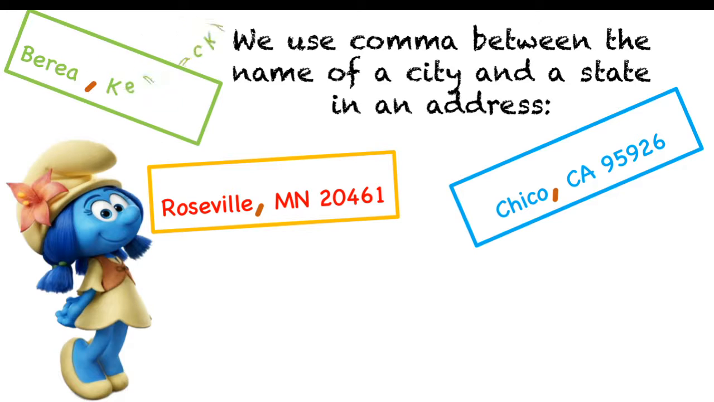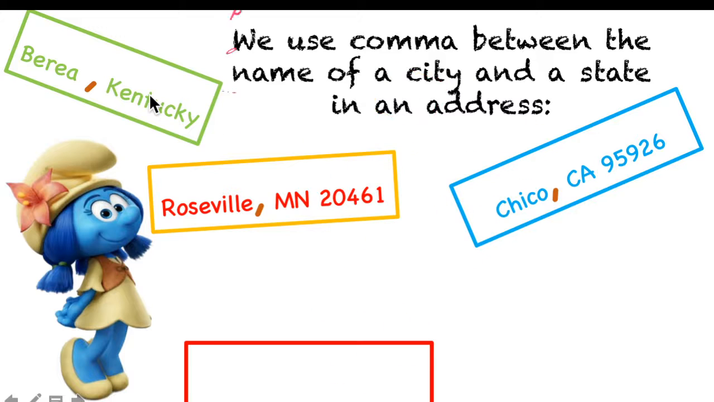Sometimes the address will come like this, where you will have only the name of the city and the name of the state. Berea, Kentucky. Berea is a city and Kentucky is the state. So simply put the comma to separate the city from the state. Or here we have Topeka, Kansas, 54992. So again, we have 3 parts in the address. We have a city, we have a state, and the zip code.